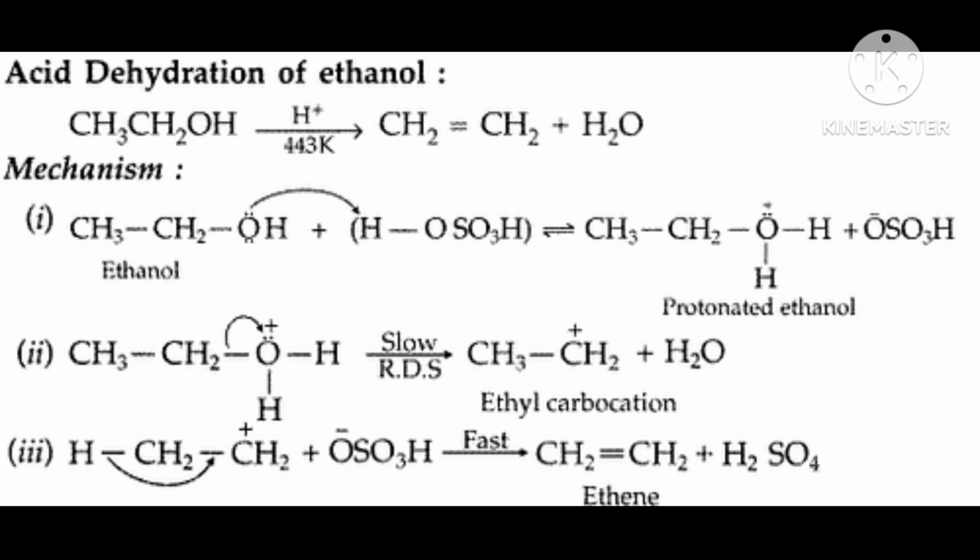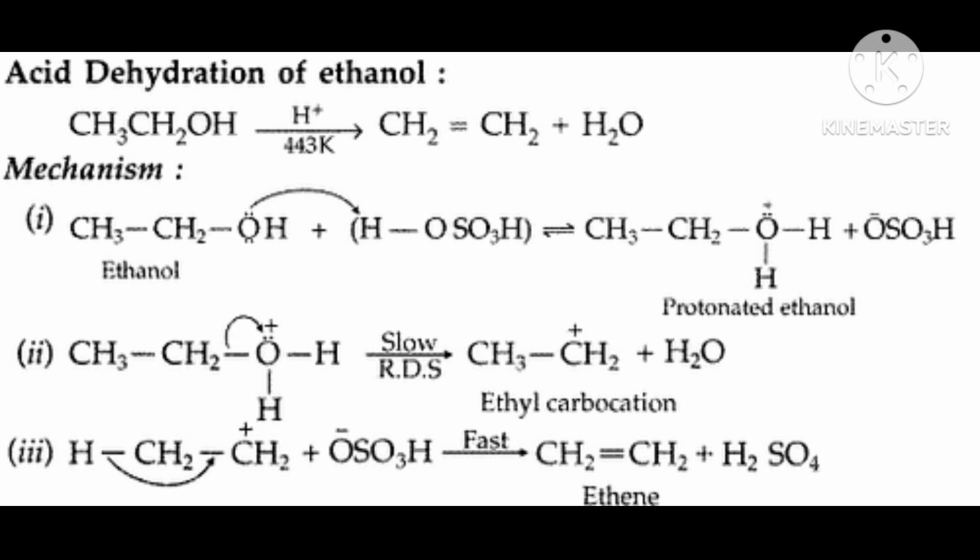Then the relative rate of dehydration of alcohol follows that tertiary is greater than secondary, secondary is greater than primary. Means tertiary will lose H2O faster than secondary, and secondary will lose faster than primary. Why? What is the reason? Tertiary has 3 methyl groups attached. The methyl group will release electrons. Correct?